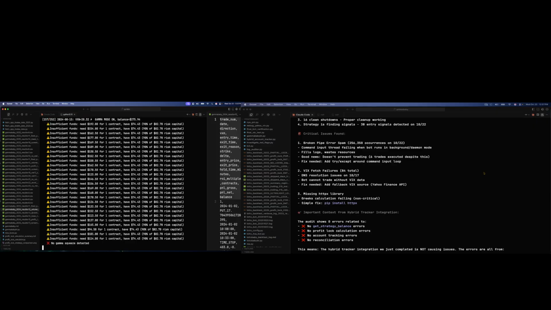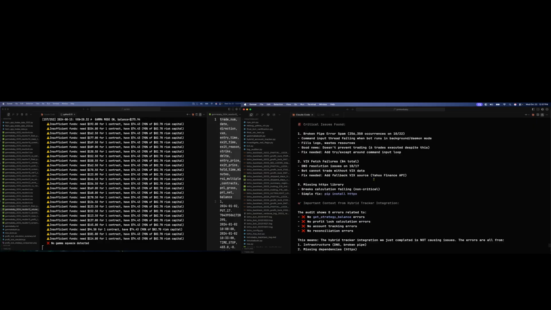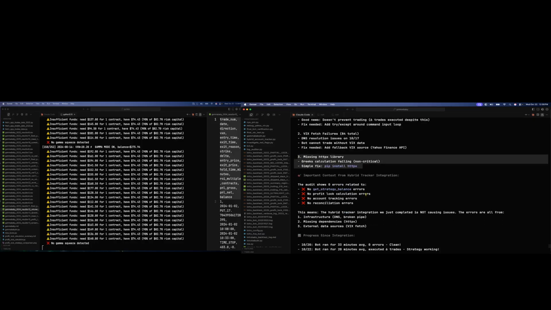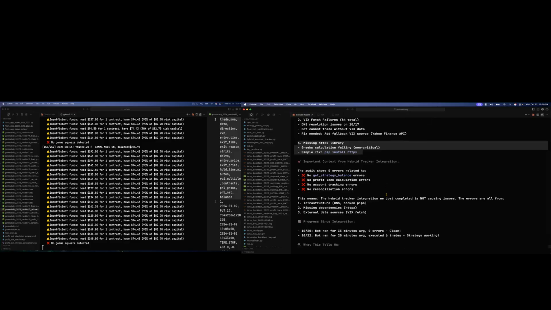Okay, the VIX failure, DNS. The bot cannot trade without VIX. We need to add a fallback. Let's talk about that. Missing. No, already took care of that. The HTTPX library, I found out that this doesn't work as well as the requests library. So that's why I'm not using that library.